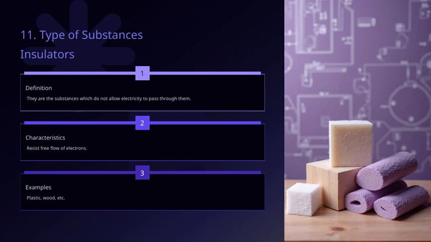For example, common insulators include plastic and wood. These materials are often used to coat wires or to make handles and casing for electrical devices, ensuring safety and proper functioning. So, understanding insulators is essential in recognizing how electrical systems are designed to be safe and efficient.